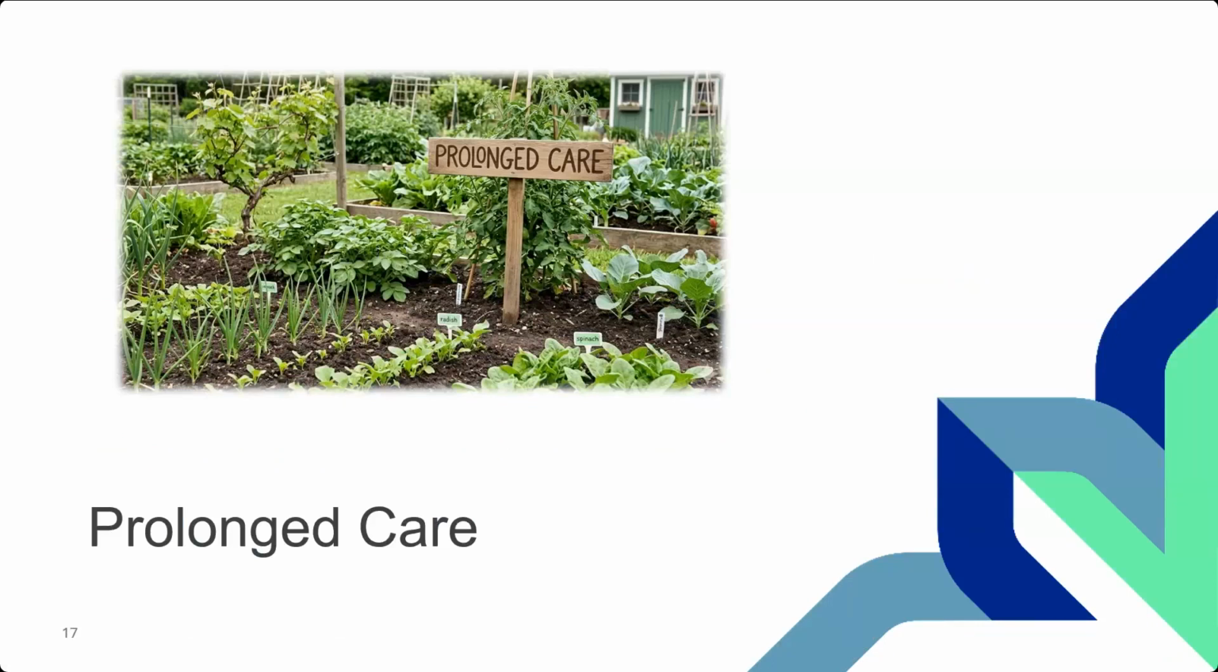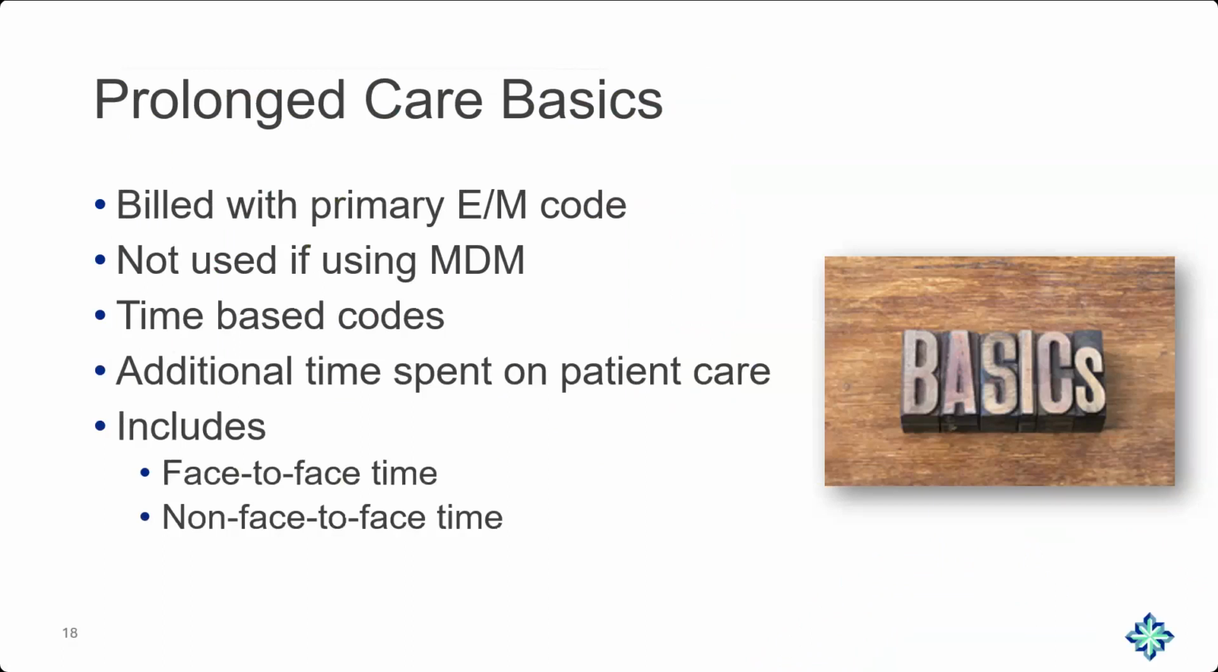Another thing to consider when you're choosing your level of service using time is your ability to bill for prolonged care. The intent here is to ensure providers are compensated for additional time and effort that's dedicated to patient care. Again, prolonged care codes, you have to be using your time to choose your level of service. Prolonged care codes is not something that is going to be available to you if you're using medical decision making. So you're going to have to choose which avenue is going to be most beneficial to you, and if it's time, prolonged care codes are on the table.